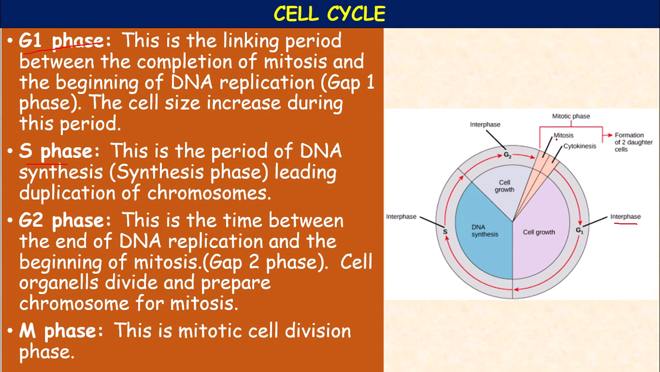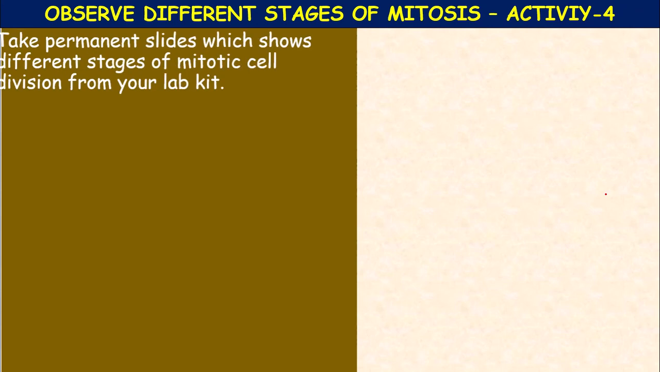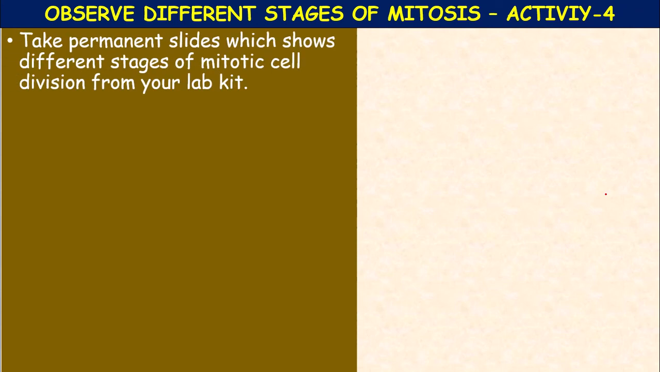Mitotic phase is again divided into karyokinesis and cytokinesis. Mitosis means nuclear division. Then cytokinesis. By the end of mitosis, two daughter cells are formed. So let us observe the different stages of mitosis. What happens during the mitosis?